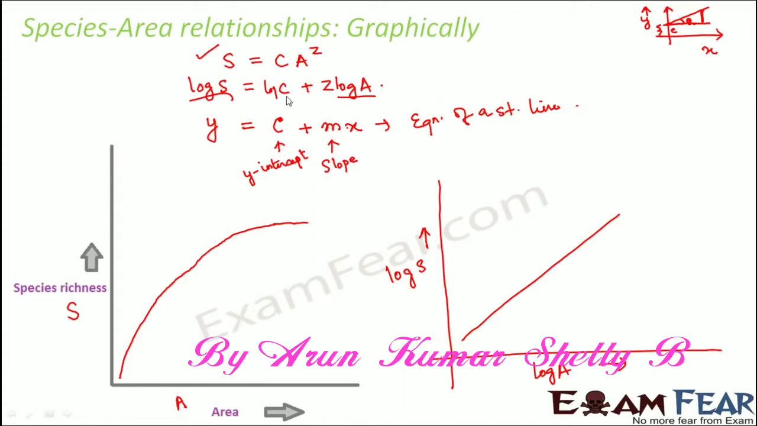Now with this, you will be able to understand what C and Z are. Z is nothing but the slope of this line. So the slope of this line is denoted by Z. And C is nothing but the y-intercept of the straight line. So now with the help of this equation, you can analyze the relationship between the species richness and the explored area of a particular region.